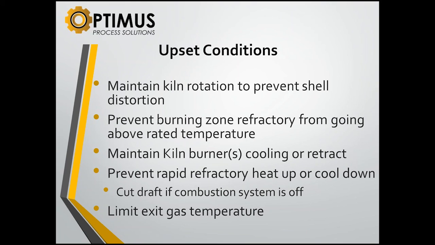Prevent the burning zone refractory from going above its rated temperature. Monitor it periodically to make sure that you are not overheating it or getting into a situation where it degrades. Maintain the kiln burner cooling or retract. For example, in a power failure situation, if primary air is all that you have going through the burner and that primary air fan is not connected to an emergency power source, that burner is also hanging out over that hot bed of material and can also warp or get distorted, get cracks, things like that. If you cannot maintain cooling of the burner itself, you should retract it for that period.